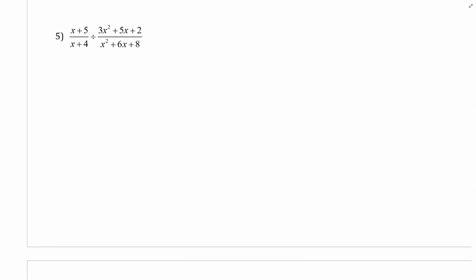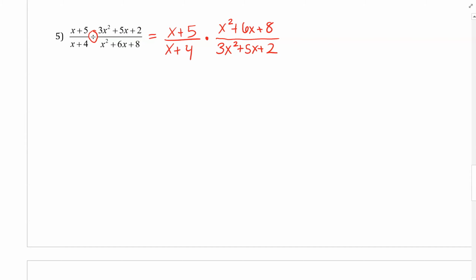In number 5, same idea, right? I start by flipping the second fraction, so I'll keep the first one as is. I'll turn that division into multiplication, and then this denominator goes up in the numerator, and then vice versa. So the 3x squared plus 5x plus 2 goes in the denominator. Then I factor. These guys are already in simplest form. I'll just go ahead and put parentheses around them. They're done. These guys need to be factored.